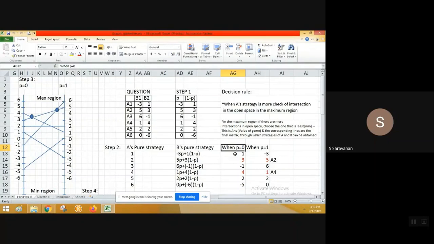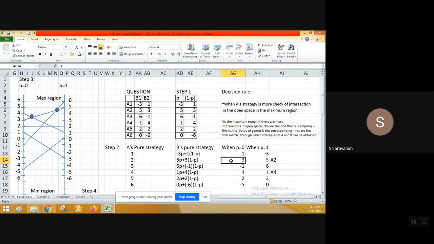So ultimately I will be left with the answer of 1. Similarly, when p is equal to 0, this will become 0, so I will be left with the answer of 3. I will let you know why I have highlighted this in red color. Later I will let you know; at the end you can get why it has been highlighted in red.